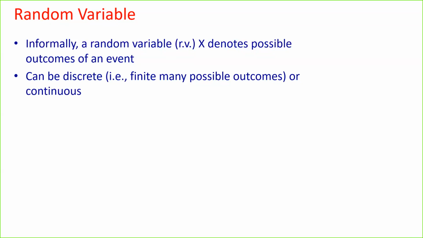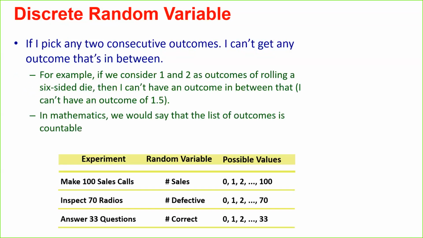For a discrete random variable, if you pick any two consecutive outcomes, you can't get any other value in between. For example, when you throw a dice, the outcome can be any one of 1, 2, 3, 4, 5 or 6. But it's not possible to get 1.5, 2.3 or 4.67. In mathematics, we would say that the list of outcomes is countable.